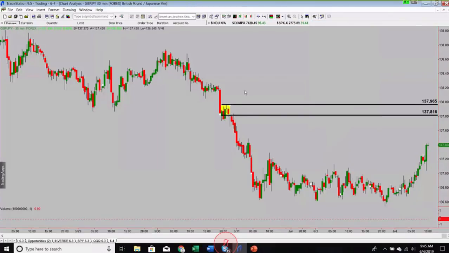Okay. And then of course on the demand side, don't forget we have a demand zone sitting right below these lows. But right in here, we might get a nice bounce out of that too.